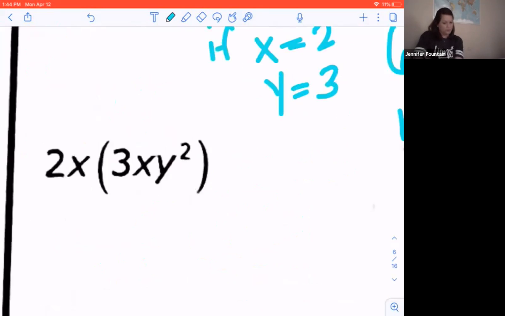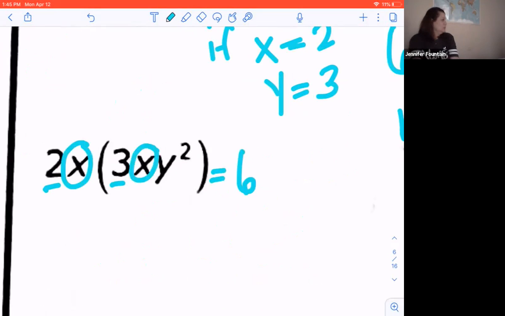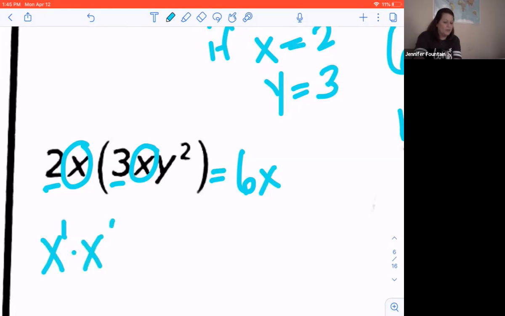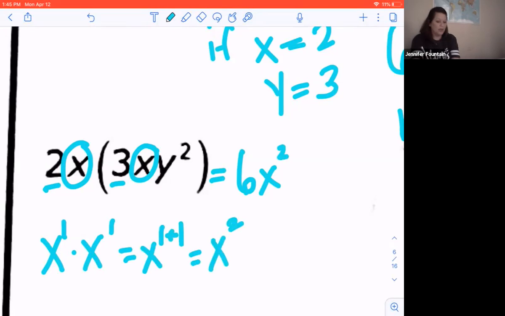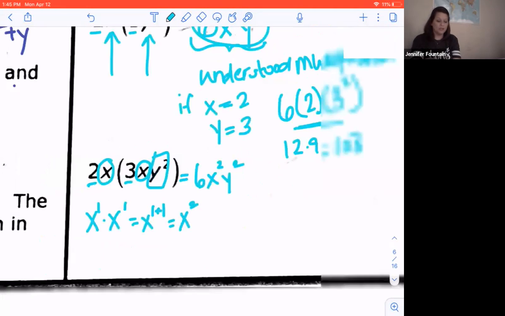All right, let's look at this next one. What is 2 times 3? 6. What is x times x? X what? Remember, this is x times x. I have a variable with an exponent of 1, so that means I'm going to add those exponents. X to the second power, or x squared, okay? And then I have nothing to multiply y squared by, so I just put it with my answer. So 6x squared y squared is the answer for that one. Any questions, or is everybody following okay? If it's the same variable, I just add my exponents together.